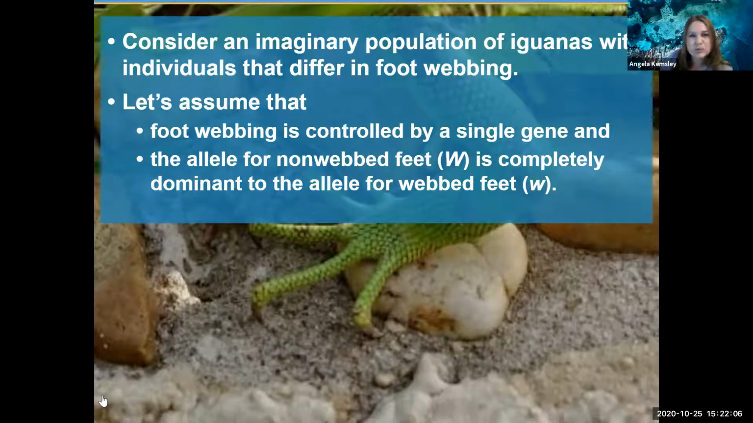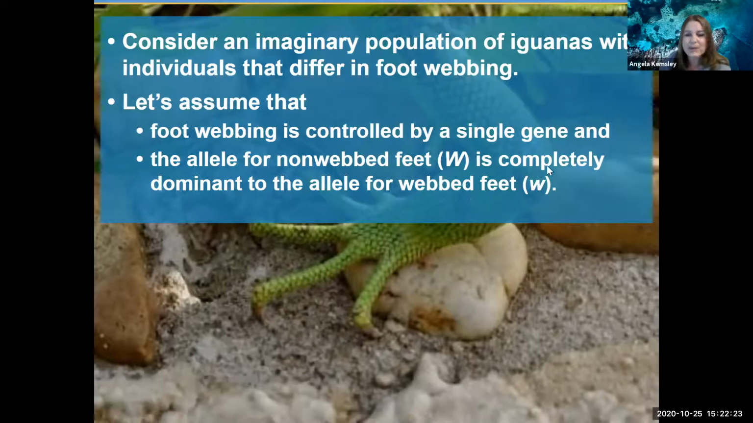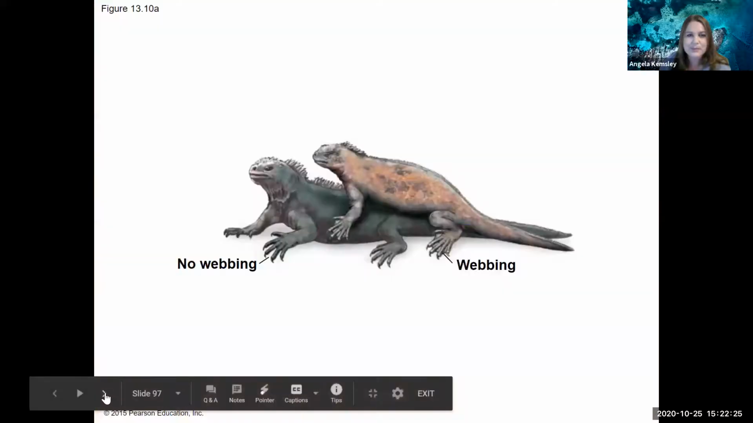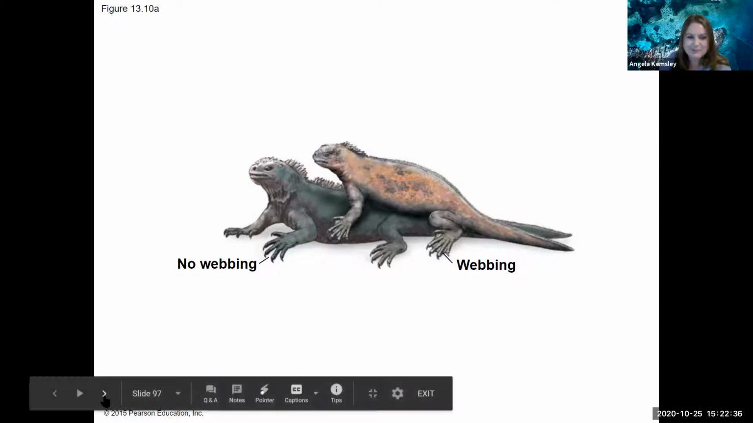And let's assume that foot webbing is controlled by a single gene, and that the allele for non-webbed feet is completely dominant over the allele for webbed feet. So we'll represent non-webbed feet with a capital W, and we'll represent webbed feet with a lowercase w. So if you take a look, here is an individual with no webbing, and here is an individual with webbing. Yes, they are mating because we are going to examine their offspring now.